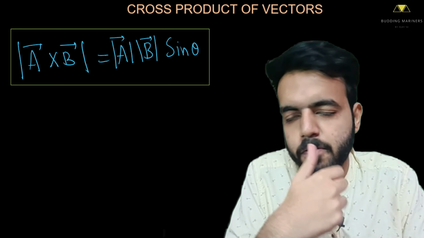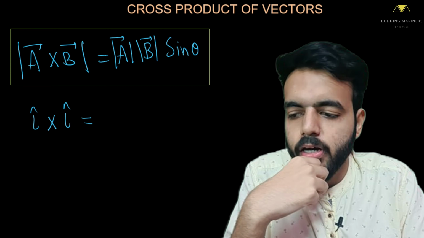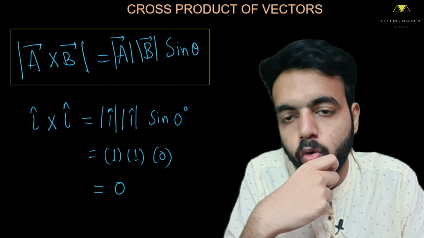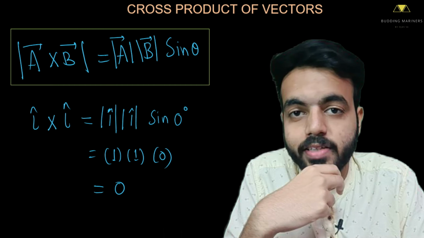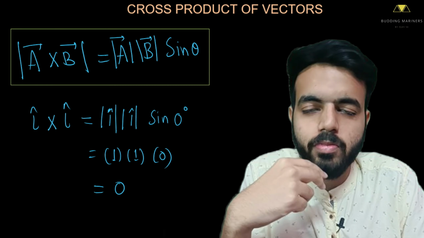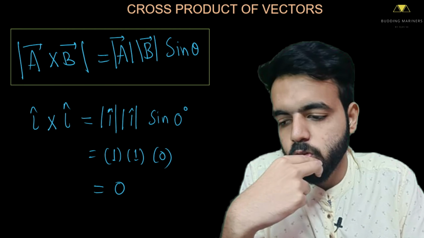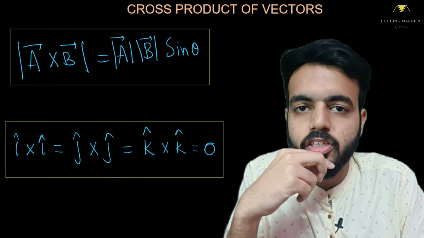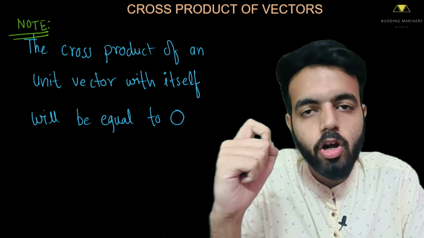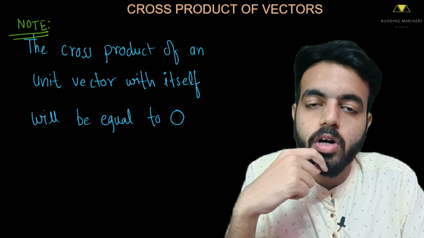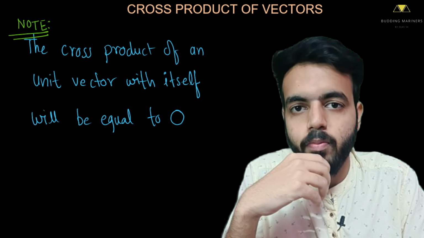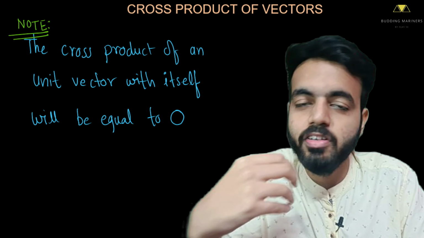Okay. So now using this expression, let's calculate I cross I. So I cross I is going to be magnitude of I times magnitude of I times sine 0, because the angle between I and I is going to be 0. So we have 1 times 1 times 0 because sine 0 is 0. So we get I cross I equal to 0. Now since I cross I is going to be a vector and its magnitude is 0, direction is not of very much importance. So we have I cross I equal to 0. Similarly, J cross J and K cross K will also be equal to 0. So remember this, that the cross product of any unit vector with itself will give you a 0, and for any vector for that matter, the angle between the vector with itself will be equal to 0. That's why the cross product of that vector with itself will be equal to 0.